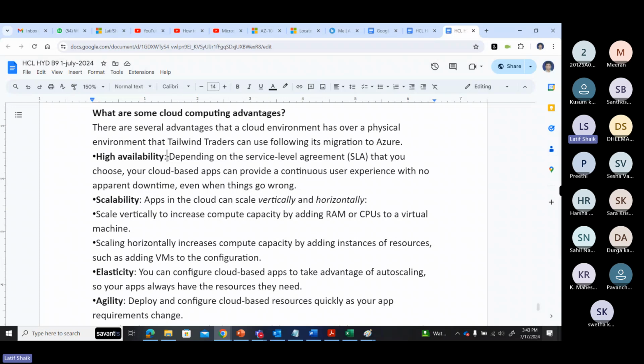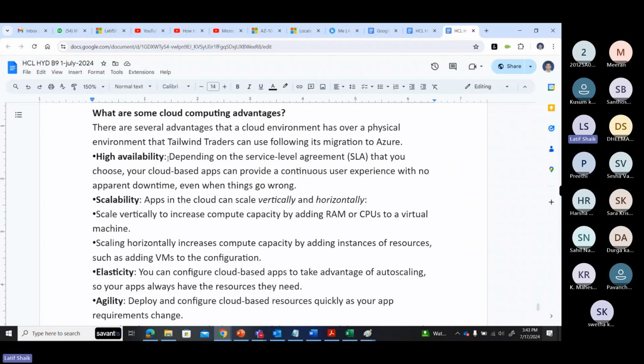Ability to increase is called scalability. High availability or failover, load balancers. Okay, scalability. What is scalability? Vertical scalability means increasing the capacity, like RAM capacity, CPU capacity. Horizontal means adding more instances, similar instances. Computing capacity, by adding more instances to your resource, it becomes bigger.